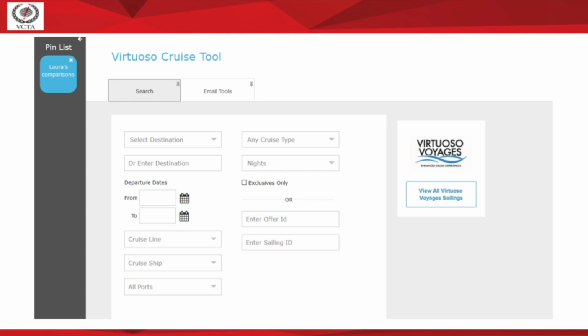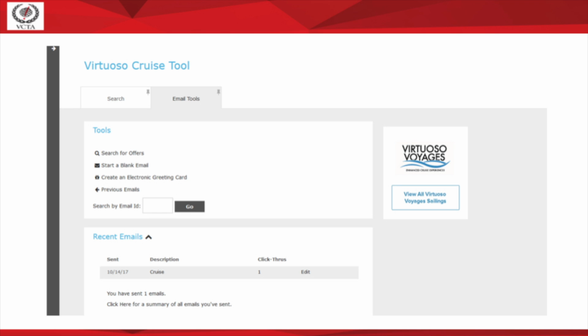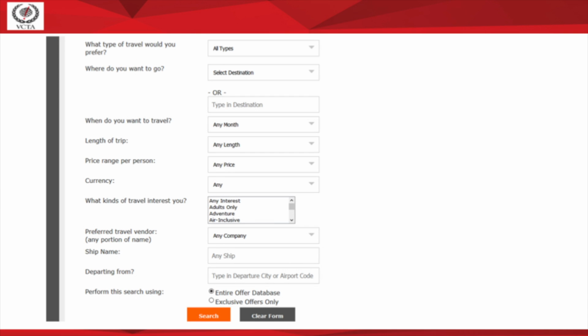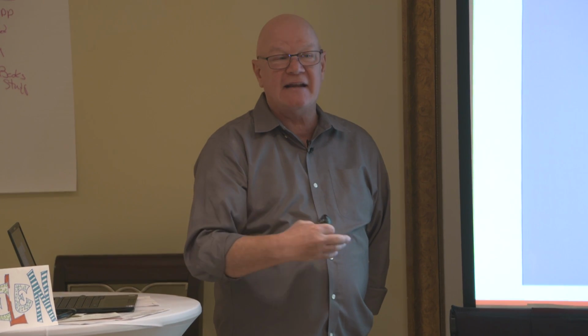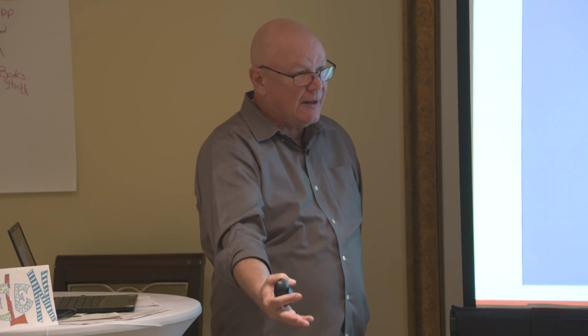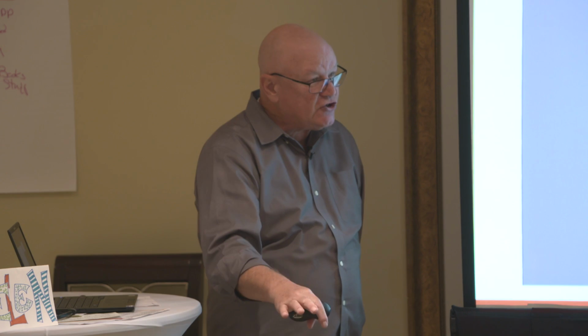The cruise tool, we've already talked about that. A lot of features that are there that will help you find the right cruise without having to visit individual cruise sites. It all can be found here. And of course, the great thing is it identifies whether it's a Voyager Club sailing, a Virtuoso Voyages sailing, whether it's a hosted sailing. All of those things can be found from there.